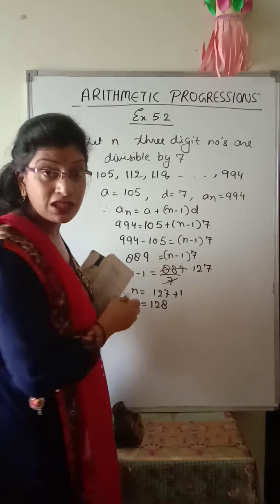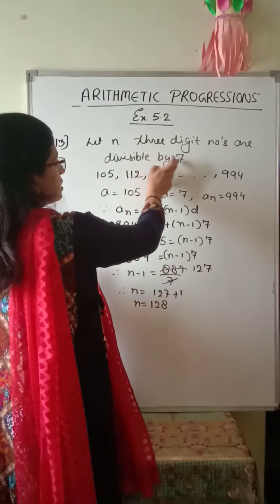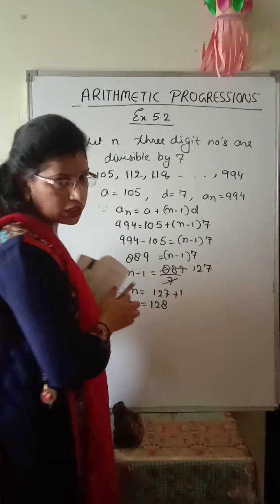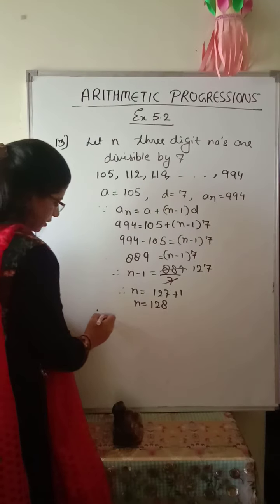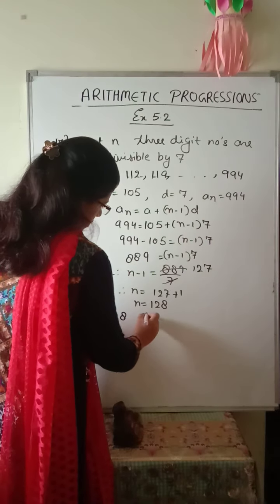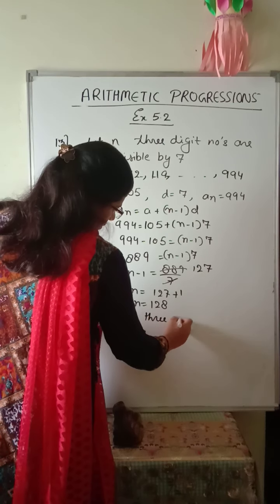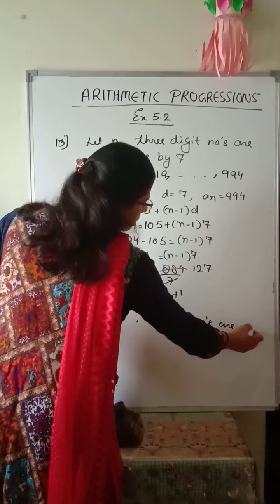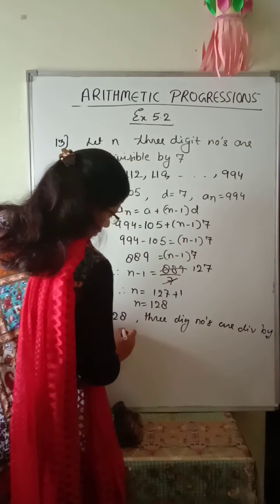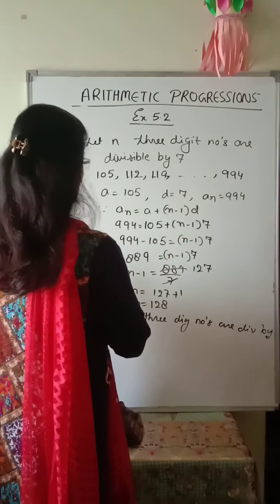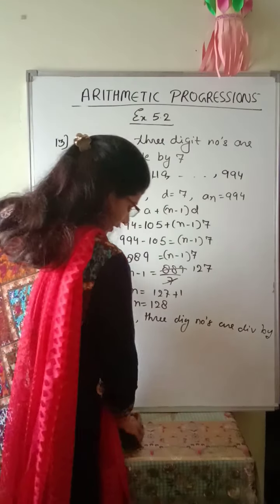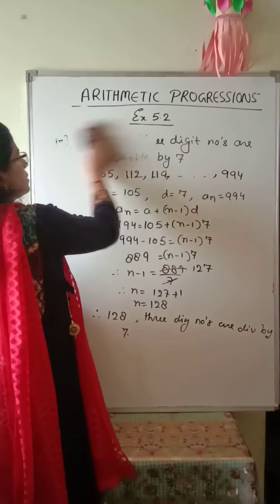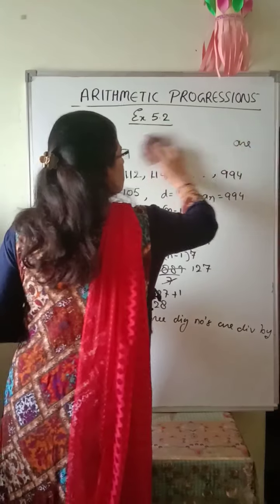So how many 3 digit numbers are there which is divisible by 7? How many? 128. Okay, so we'll write therefore 128 3 digit numbers are divisible by 7. Okay, so this is your 13th question. Okay, it's clear, and this question is important also. Okay, so same way we will start question number 14.